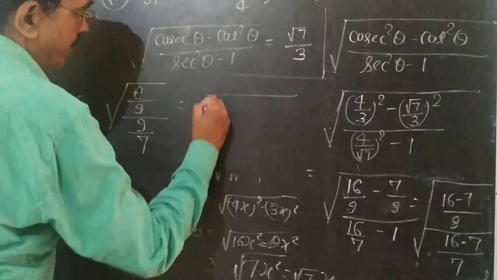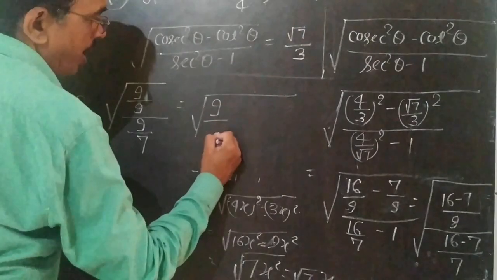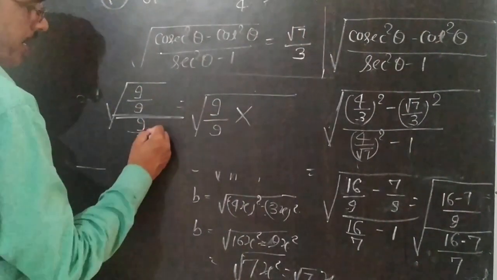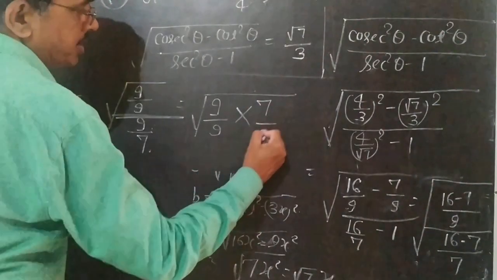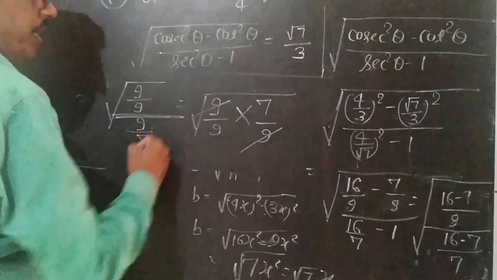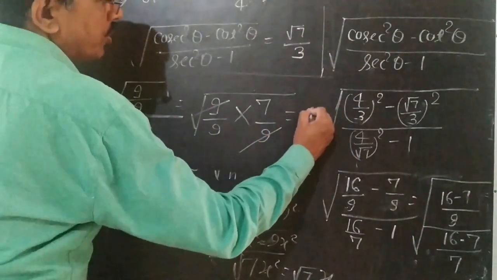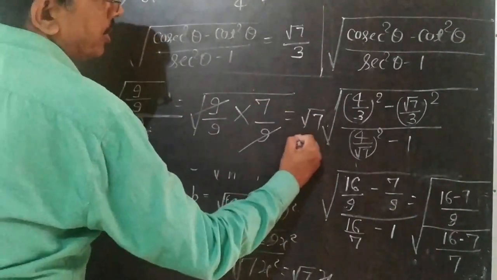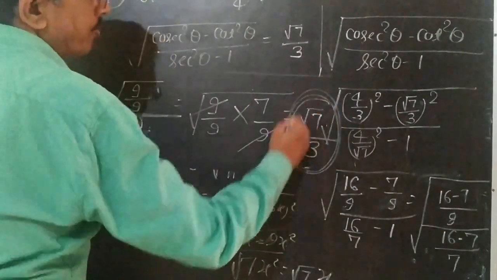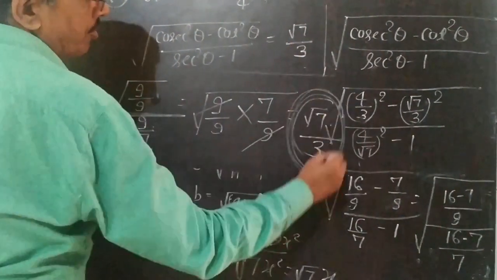So you write under root 9 by 9, and this is into, because this line is a divide, then change to the reciprocal, then it is 7 by 9. So we write, 9 cancels. So it is root 7, because there is no root, and it is 9, so it is the root of 3. So the result is root 7 by 3, it is your solution.